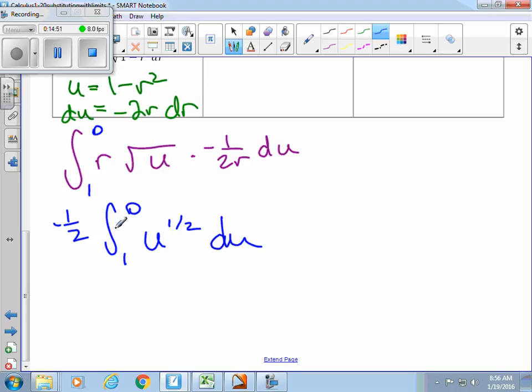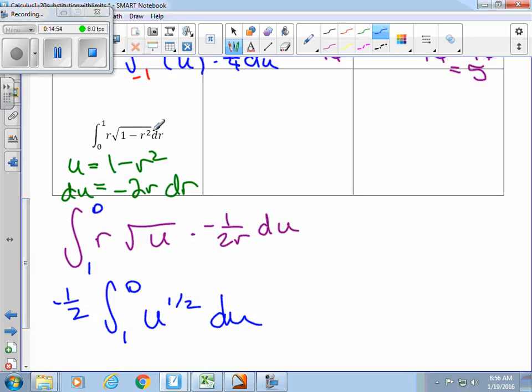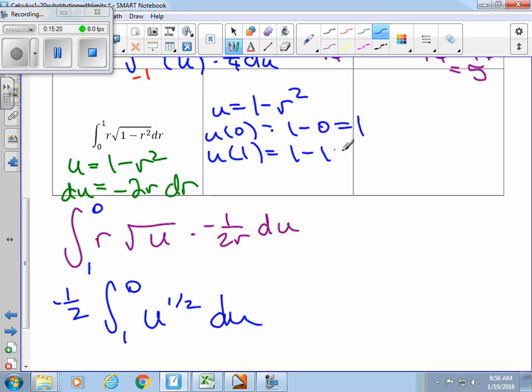The 1, 0? Okay. So I plugged in, see this 1 and this 0? I know u equals 1 minus r squared. So if I plug 0 into that for r, I get 1 minus 0, which is 1. So I'm going to replace the 0 with 1. Does that make sense? I'm changing it to a u. And then u of 1 would be 1 minus 1 squared, which is 0. So where the 1 was, I'm going to put a 0. So I'm going to change everything to be u's, including the endpoints.